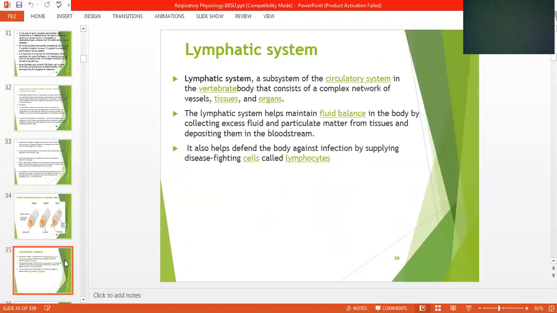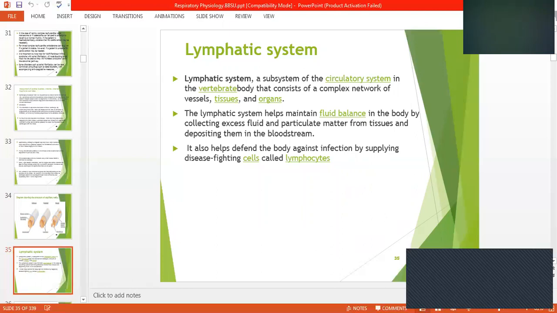Lymphatic system. The lymphatic system is a subsystem of the circulatory system in the vertebrate body. Vertebrates means any mammal which has a vertebral column. The body consists of a complex network of vessels, tissues, and organs. The lymphatic system helps maintain fluid balance in the body, intracellular and extracellular fluid, by collecting excess fluid and particulate matter from tissue and depositing them in the bloodstream.